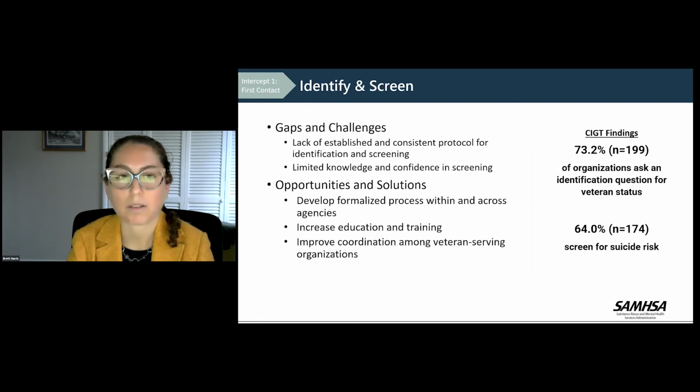The gaps were the lack of an established and consistent protocol for identification and screening, and limited knowledge and confidence in screening. This doesn't surprise us, because a lot of the research shows that self-efficacy is tied to practice, so we need to build knowledge and confidence, and also formalized processes. That means increasing education and training, and improving coordination among veteran service organizations, so that we have both identification and screening questions, including Ask the Question for veteran status, as well as a suicide risk screener. Next slide.